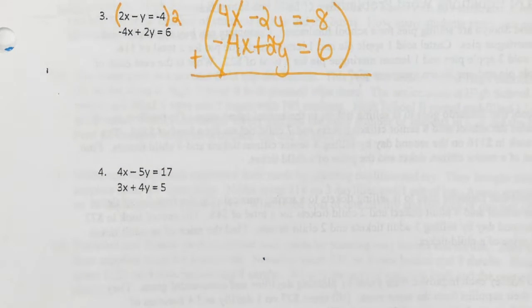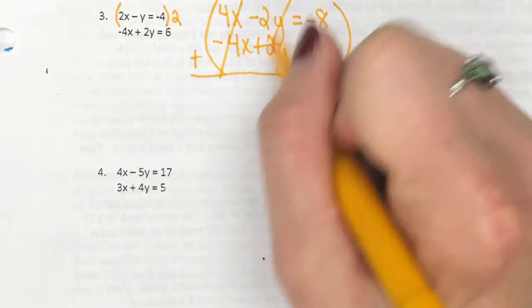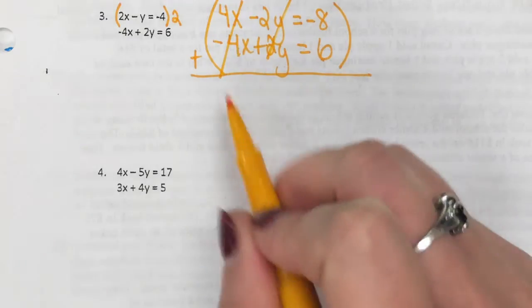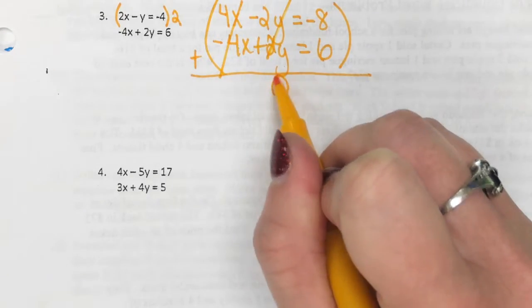Use your calculator. What's negative 2 plus 2? It's 0 too. Do I have anything else over here? So I have to write the 0 if I don't have anything else.